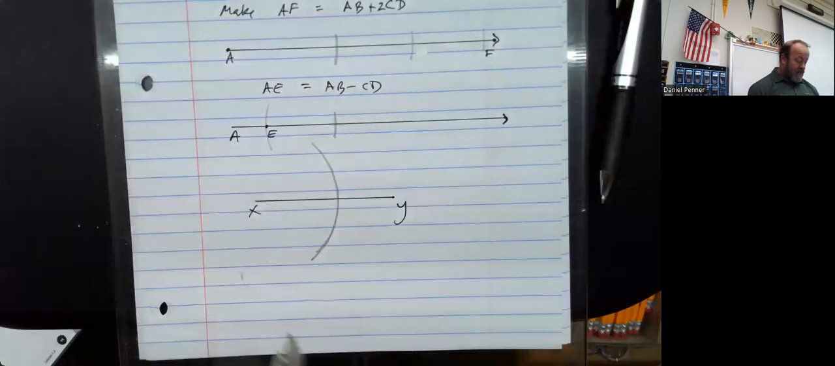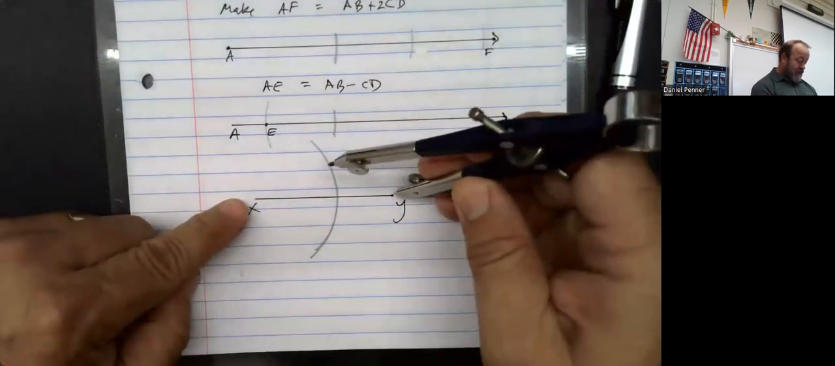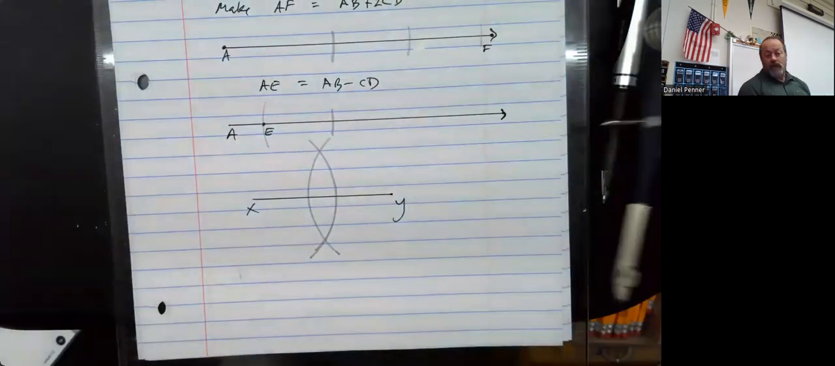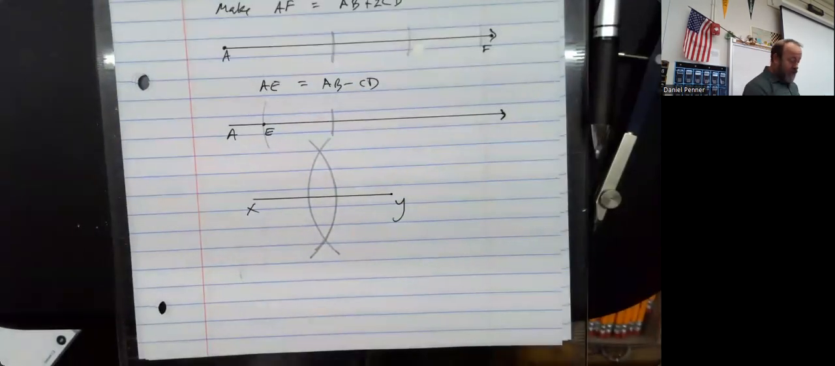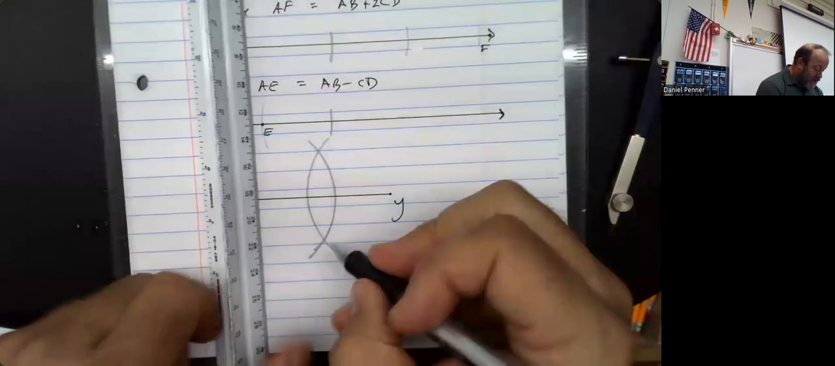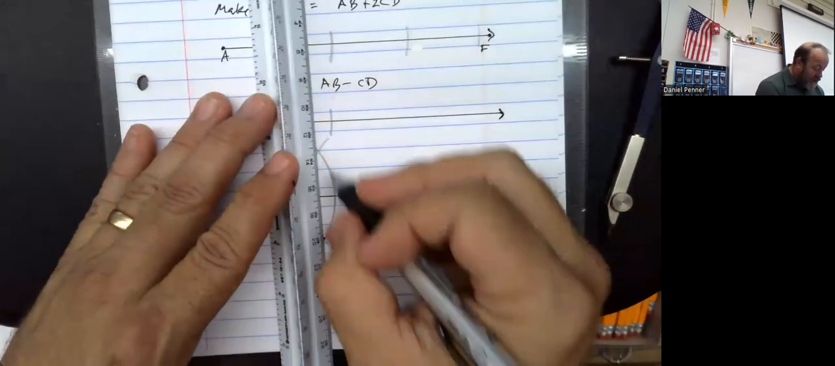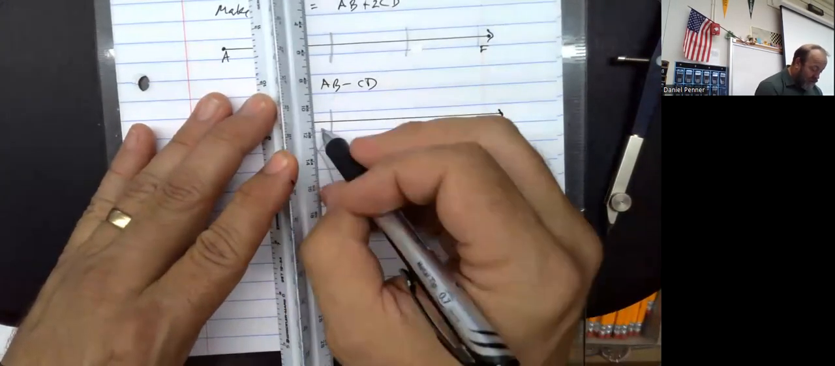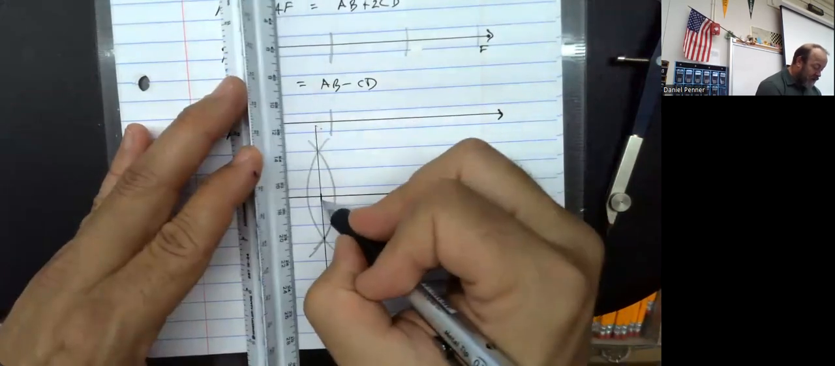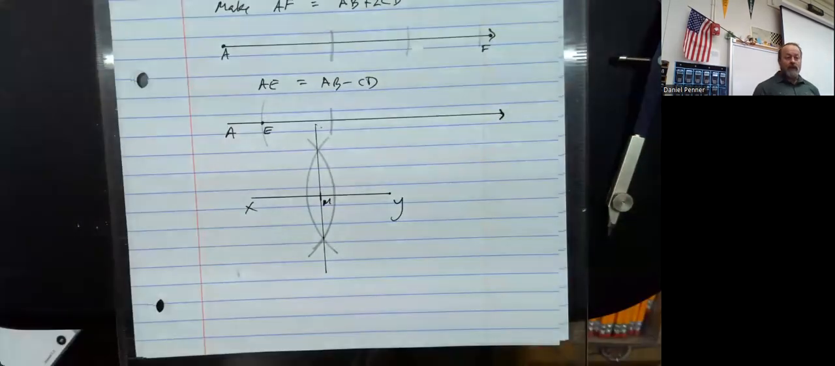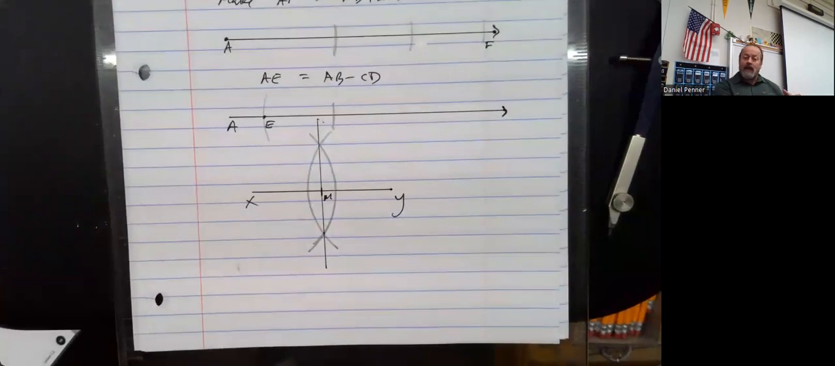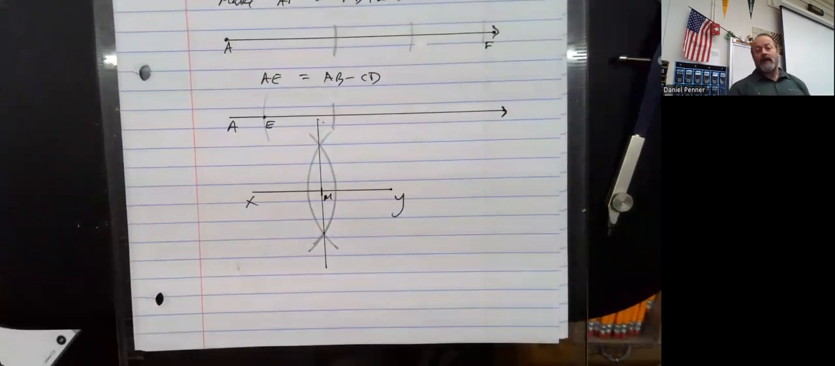So I made an arc from the left side, which is X. I'm going to make an arc from the right side, which is Y. And I create what I usually in class refer to as the fish. And if I were to connect these two values together, I can either draw the whole line or maybe just a portion of the line, but that value M right there will be the exact midpoint of that segment.